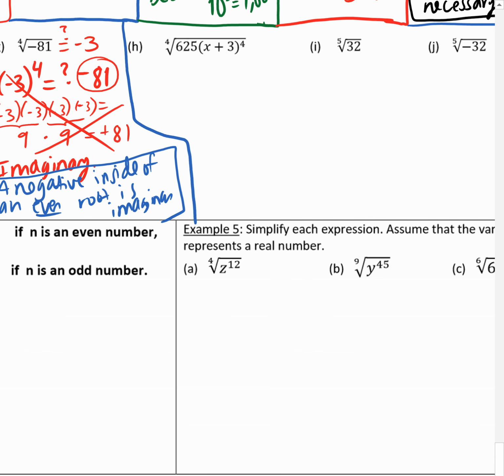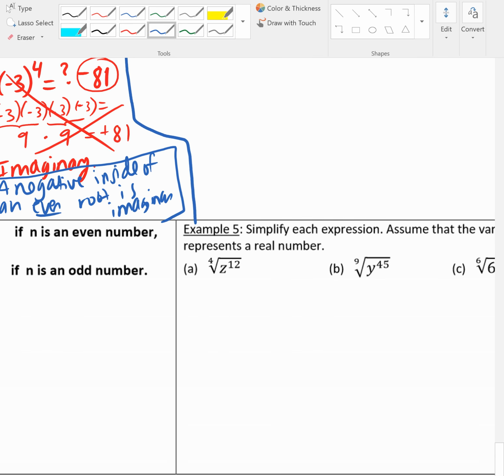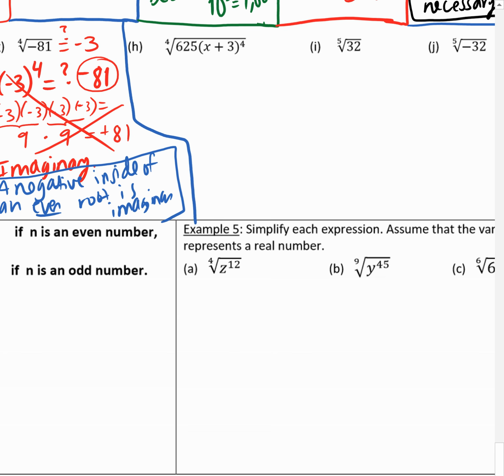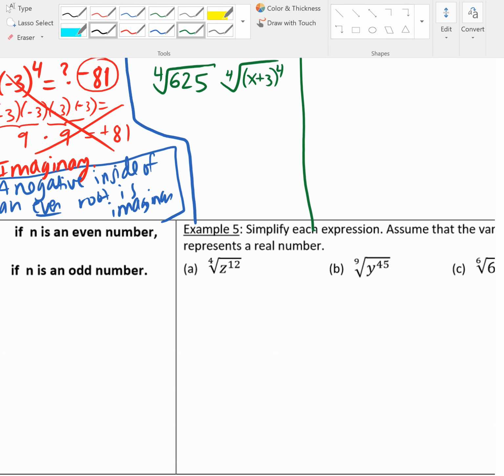Alright, let's look at part H now. Ooh, this one looks complicated. But we can always make it simpler. Inside the root, I see two things multiplying. It's 625 times x plus 3 in parentheses to the fourth. I'm going to give each of them their own root. So you're free to split a root up as long as things are being multiplied inside the root. And then I can simplify each one from there.